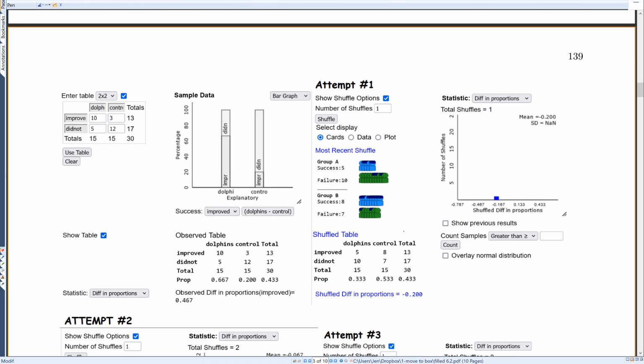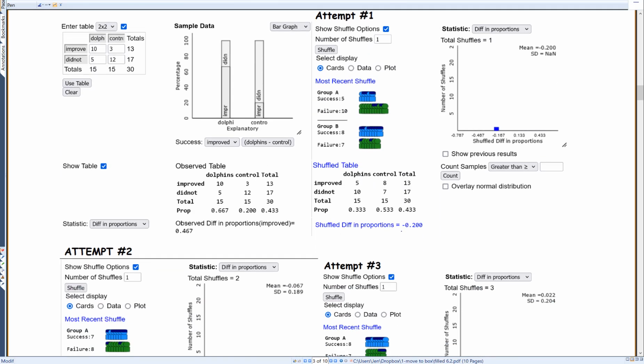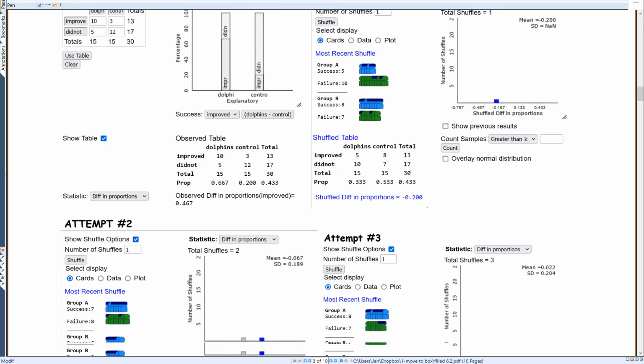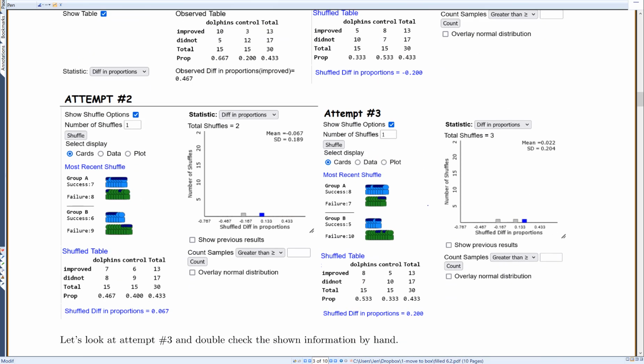So let's come back to our notes. You can see I did this 3 times for your notes, so you can see 3 different attempts. Okay. So for my first attempt, I got a shuffle difference of negative 0.2, just like we actually did. Okay. The next time, I got 7 in one group and 6 in one group, and that gave me a shuffle difference of proportions of 0.067, and you can see that that's that one right there. And then the next time, I got a shuffle difference of proportions of 0.2. That's this one right here.